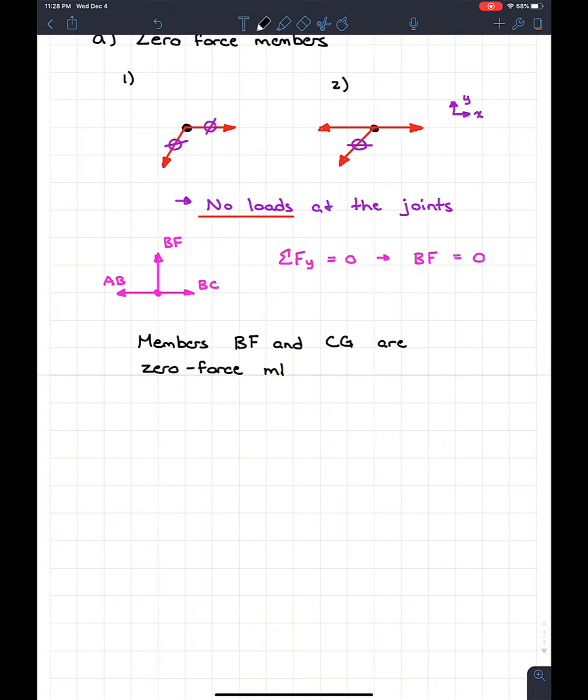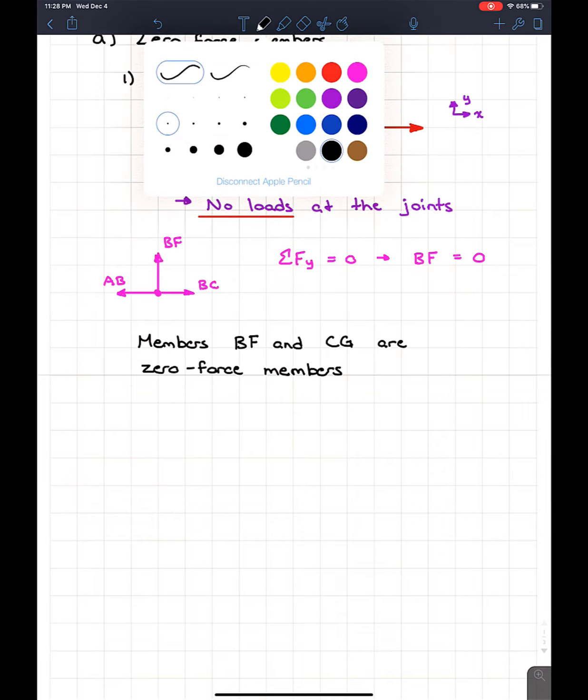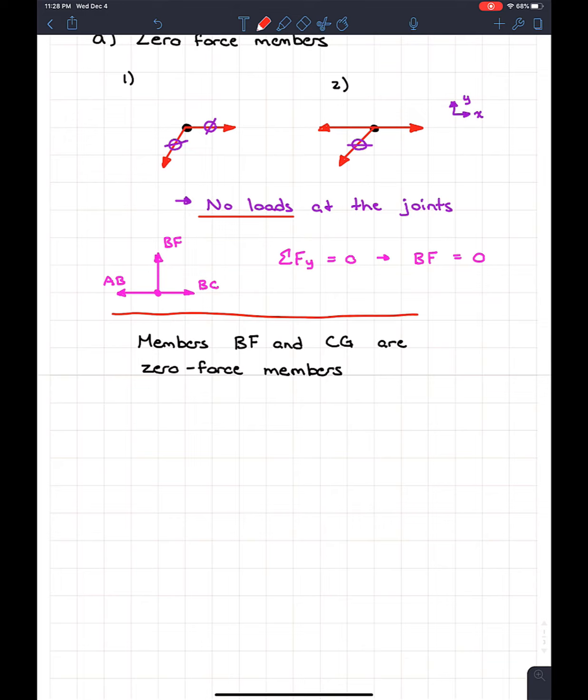Oops. Again, I'm not the best at spelling. You're going to see lots of mistakes. Are zero force members. Perfect. So I'm going to just draw a quick box around this because remember, finals always want you to box your answer.